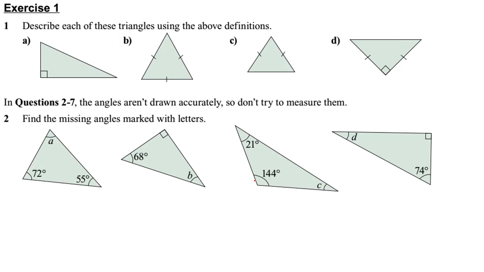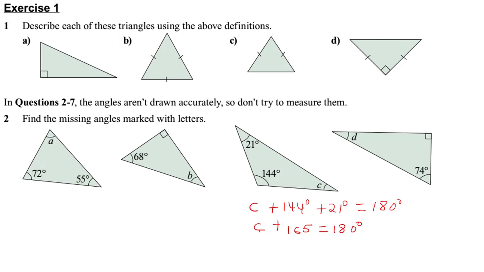Again, we know that when we add C, which is what we don't know, to the 144 and to the 21, this all makes 180 degrees because angles in a triangle add up to 180. So add them together. Now the next thing we need to do is to simplify. So we've got 144 plus 21, which is basically going to be 165. That equals 180 degrees.